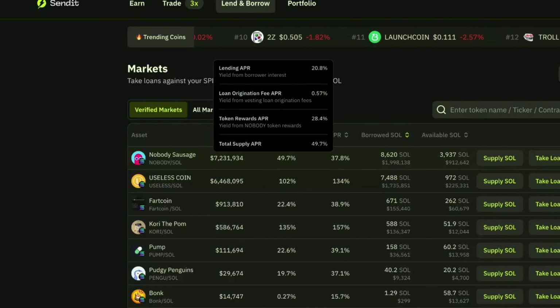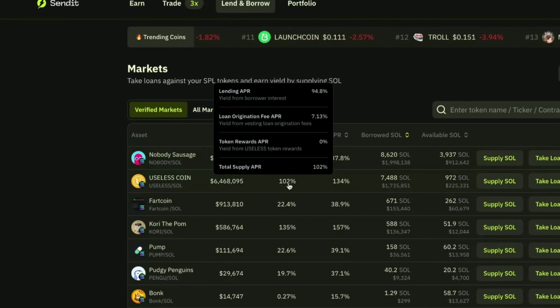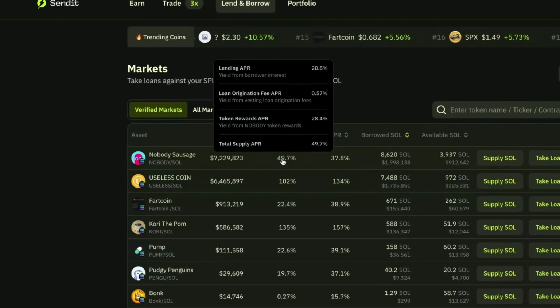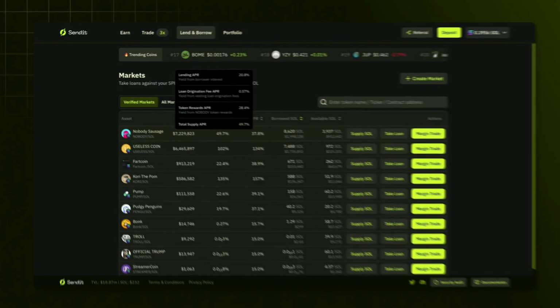Additionally, markets can offer token incentives, adding extra rewards in their native token to attract more Solana deposits. You can compare the supply APR between the nobody pool and the useless pool. The useless pool has a high APR due to high utilization and some loan origination fee APR, but lacks token rewards as there's no incentivization with useless tokens. Conversely, in the nobody pool, while the lending APR is also high, there is a minimal loan origination fee APR, but it does offer token rewards in the form of nobody.